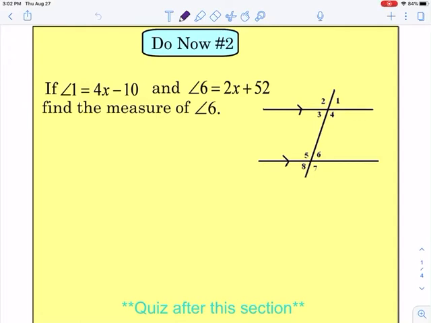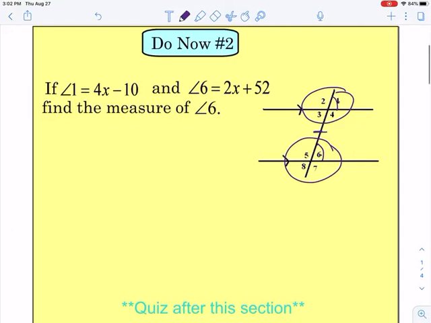Okay, so for do now number 2, again, you're going to need your do now answer sheet for this. If angle 1 equals 4x minus 10 and angle 6 equals 2x plus 52, we want to find the measure of angle 6. So first, let's decide what type of angles angle 1 and angle 6 are. If you cut right there and place these angles on top of these angles, angle 1 is going to land on top of angle 6, which makes them corresponding angles. And we learned in the last section that corresponding angles are congruent.